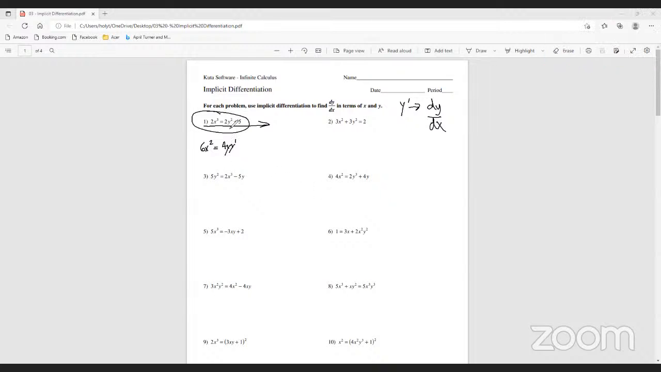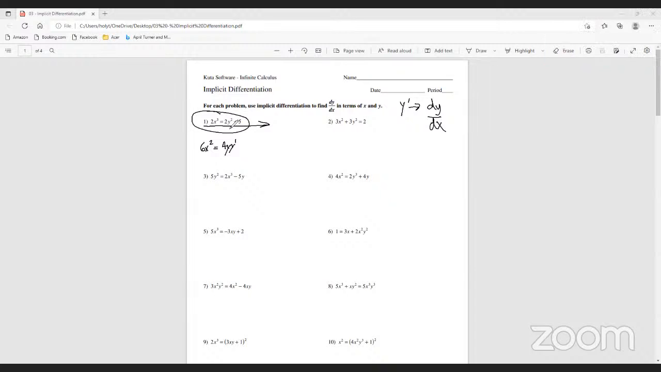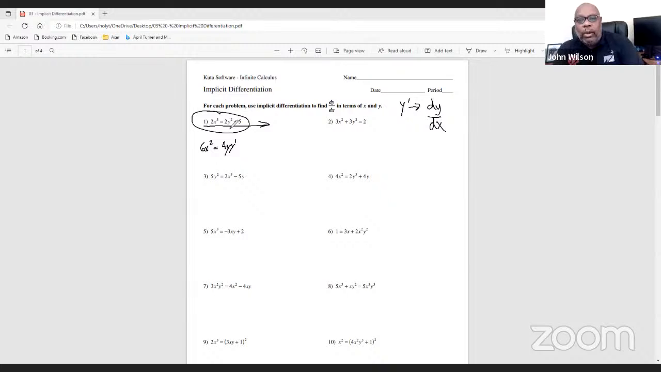Why aren't you writing dy dx? Because I don't want to. The reason I don't want to is because it's going to be easier to use a single variable when you solve for y prime. You'll see in a moment, okay? I just don't want to carry around that dy dx. It's too hard to write.